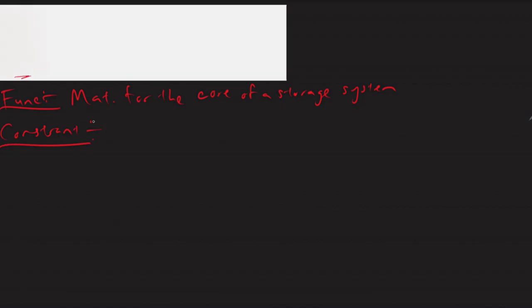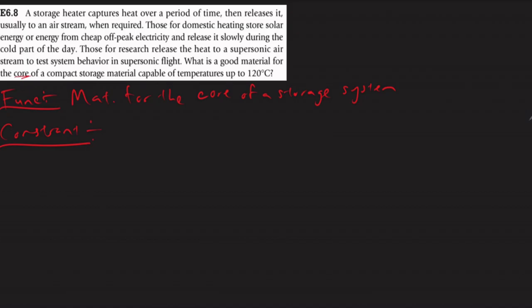So the purpose of this material is to what? Store heat energy. That's the main purpose of this material. So the property that tells you the ability of a material to store heat energy is called what? The specific heat capacity, measured as Cp. So the material must have a high heat capacity. So that's one of the constraints. Then another constraint, the material must be capable of temperatures up to what? 120 degrees C. So the service temperature Tmax has to be greater than 120 degrees C. So that's the constraint.